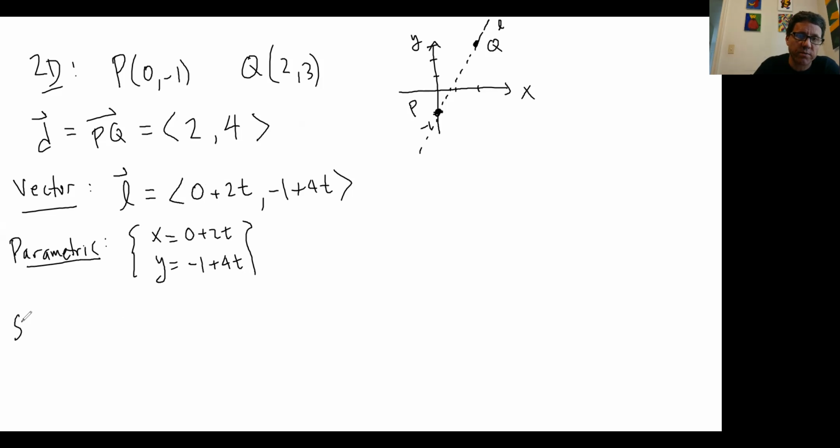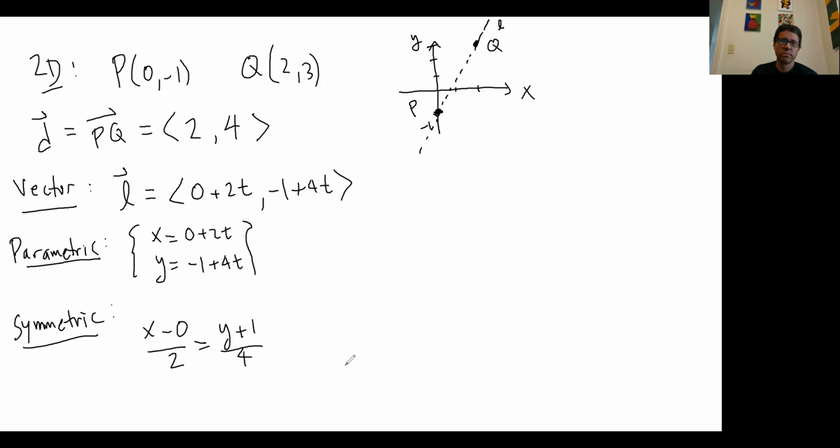To get the symmetric form, which actually helps us lead back to the y equals mx plus b form, solve for t in the first one, solve for t in the second one, and then just set them equal to each other. So if I solve for t in the first one, that'll be x minus 0 divided by 2. Then we don't have to write the 0. And then solving the other one for t, you would add 1 to the other side, and you would divide it by 4. And that's the symmetric form of the line.